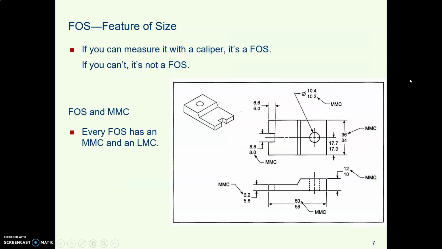A way to test this mentally is to think about, if you can measure the feature with a caliper, it's a feature of size. So you could put an inside caliper inside that hole or inside that slot, so they are features of size. You could put a caliper outside of this width, so that's a feature of size. You could put a caliper outside the thickness of this tab, so that's a feature of size. You cannot put two prongs of a caliper in this slot to measure the slot depth, so it is not a feature of size.